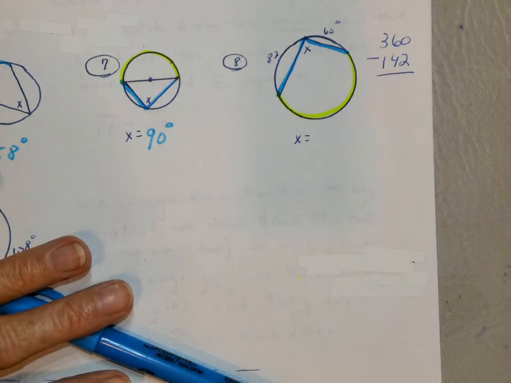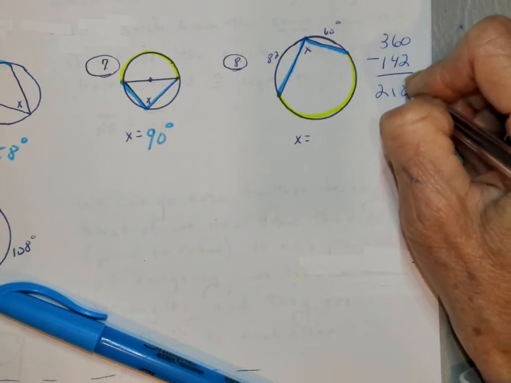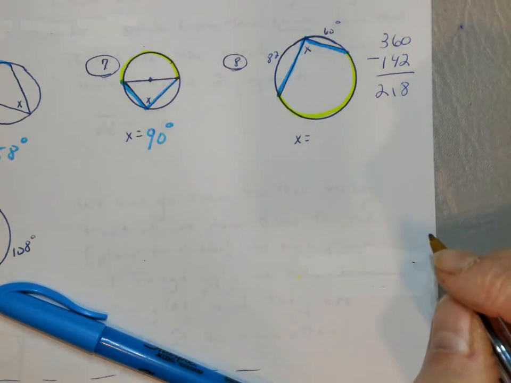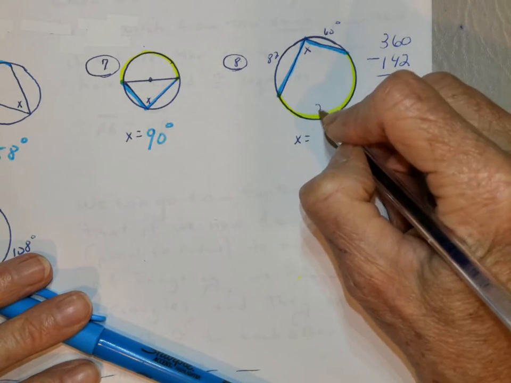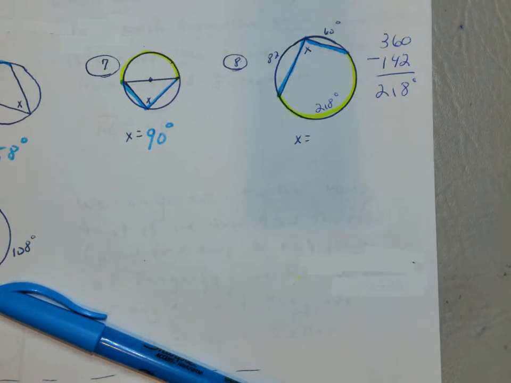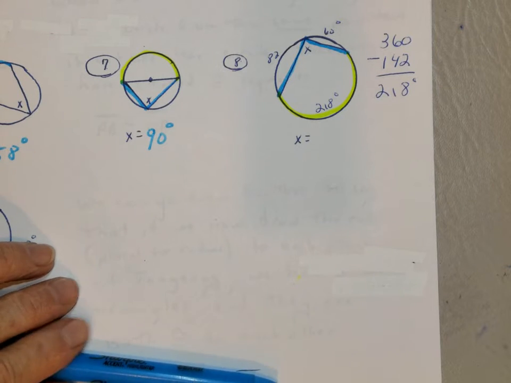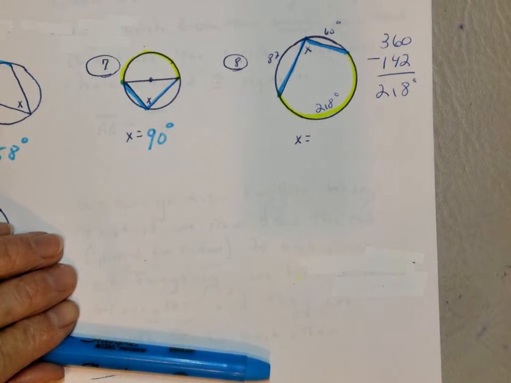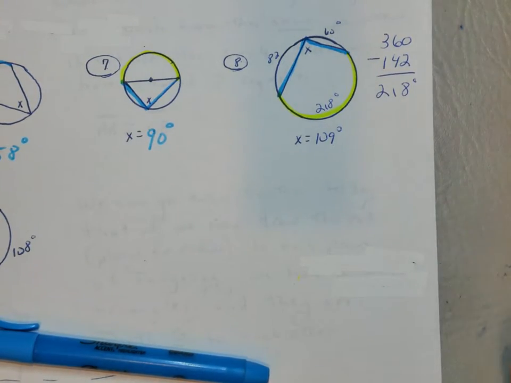142. Am I correct on that? That will give us a 218 degree arc. Okay? So this arc will be 218 degrees. Let's double check our math. Got it. So if that's 218 degrees, our angle is going to be 109 degrees, right? 109 degrees. So x is equal to 109 degrees.